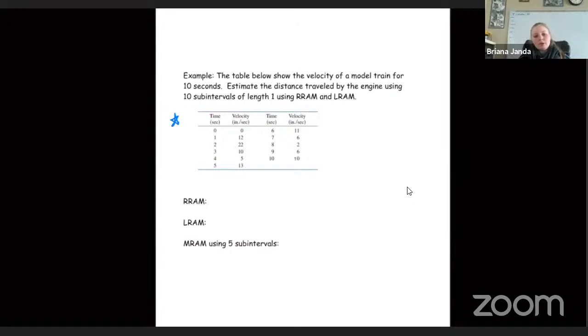But to start with, on this very first time we're getting introduced to this, what we could do is just graph ourselves a picture of what is happening in this table of values. So in this table of values, first of all, it says we've got the velocity of a model train for 10 seconds. Estimate the distance traveled by the engine using 10 subintervals of length 1, using right RAM and left RAM. And then at the bottom, I actually added another one that says using MRAM and 5 subintervals.